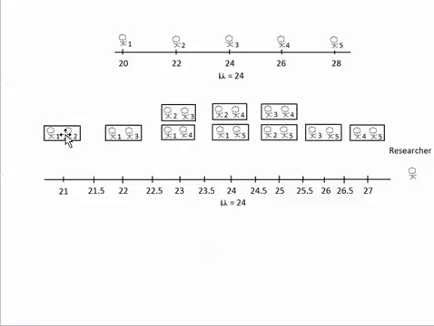I also want you to imagine that each possible sample of 2 people is placed above its sample mean. So person 1 and person 2 are a possible sample of 2 people, and they have a mean of 21. Person 1 and person 3 are another possible sample, and they have a mean of 22. Person 1 and person 4 and person 2 and person 3 are 2 other possible samples, and they both have a mean of 23. So each possible sample is just placed above its sample mean.